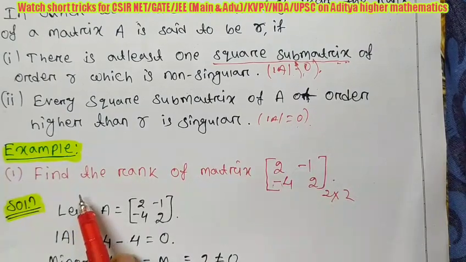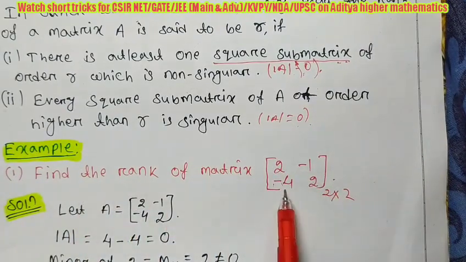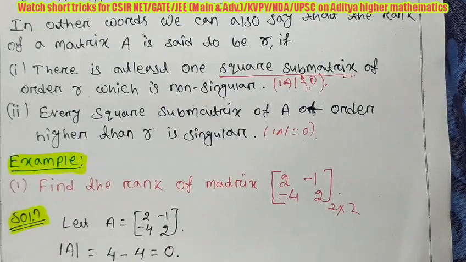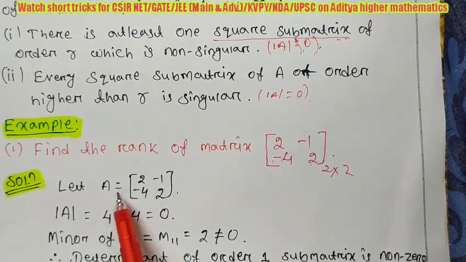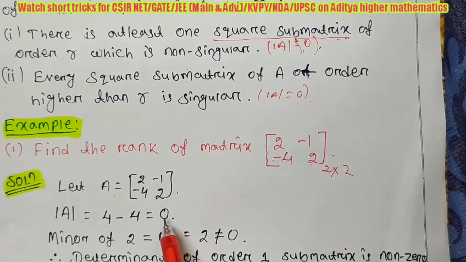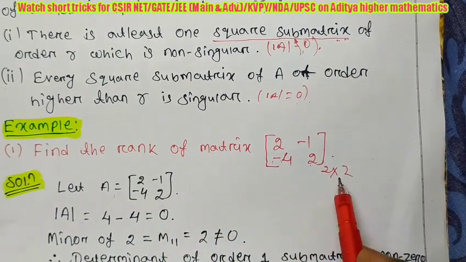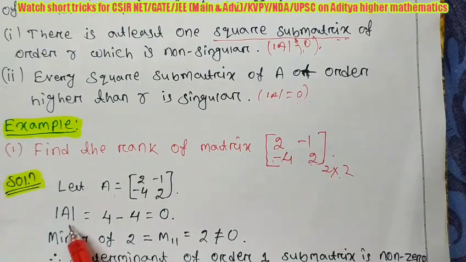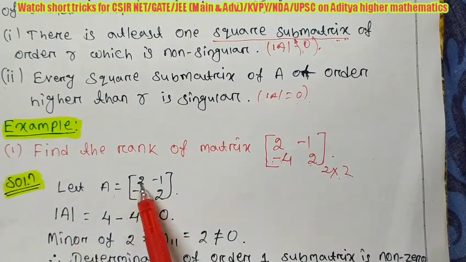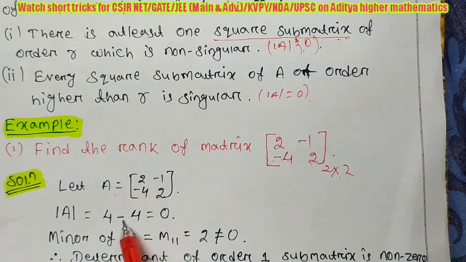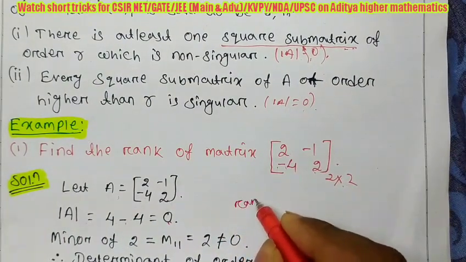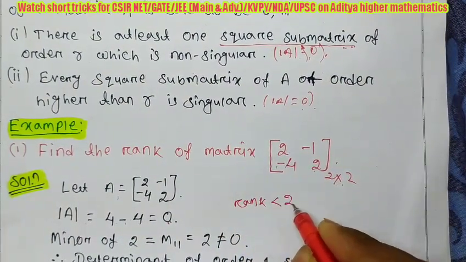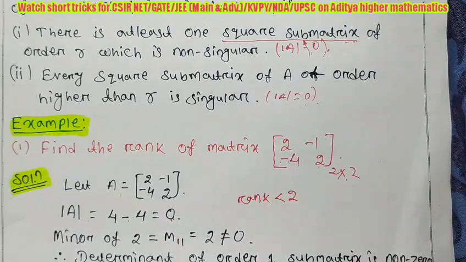You can see here one question is given. Find the rank of the matrix 2, minus 1, minus 4, 2. It is a square matrix I am solving. Next I will solve some rectangular matrices which are non-square. First you find its determinant. It is order 2, so determinant means we are finding an order 2 minor. You can see its value is 0. 4 minus 4, so its value is 0. Since its value is 0, that means its rank must be less than 2. It cannot be 2 because the determinant is 0.